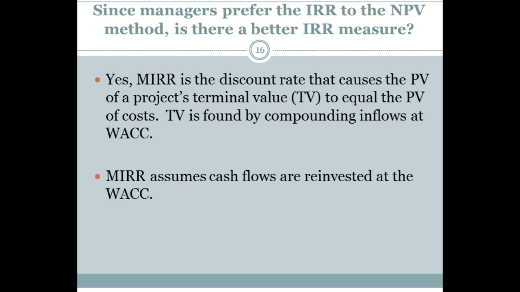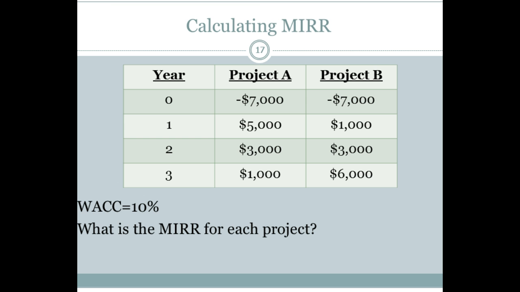The modified internal rate of return is a discount rate that causes the present value of a project's terminal value to equal the present value of cost. This thing called the terminal value can be found by compounding the cash inflows at the cost of capital. The MIRR overcomes one of the flaws with the IRR, and that's its reinvestment rate assumption. Okay, so it overcomes that, gives us a better reinvestment rate assumption. So how do we do this?